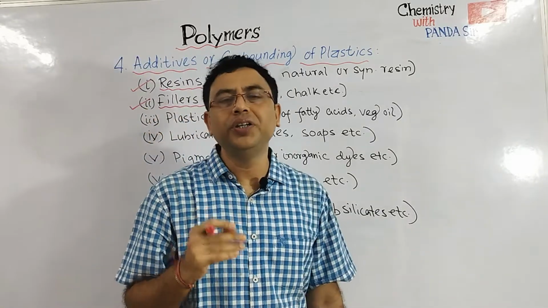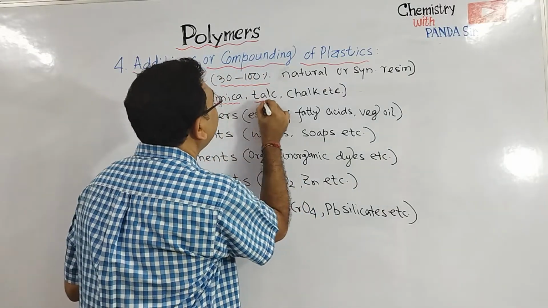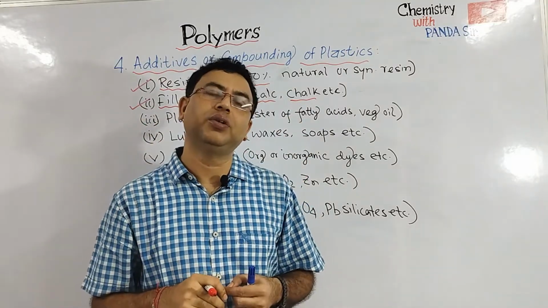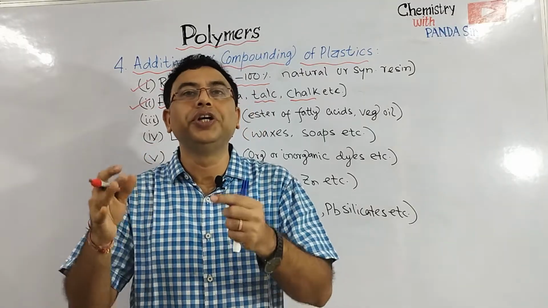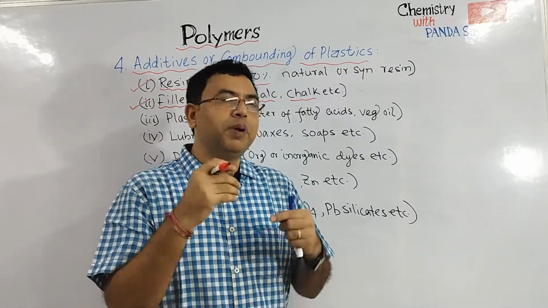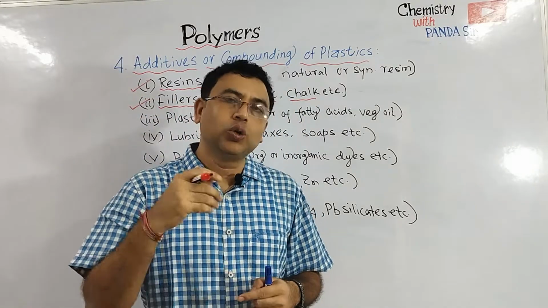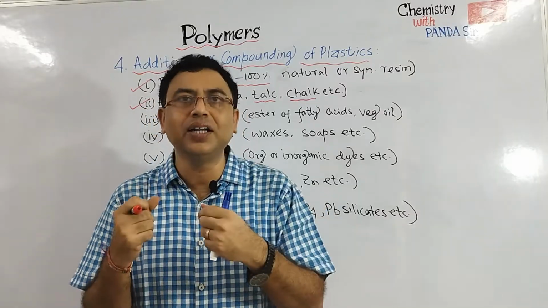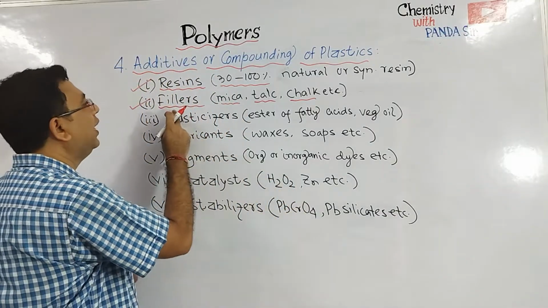Initially, when people added fillers, you can see the examples: mica, talc, chalk, sawdust. They are very cheap, very cost effective. So we are adding them into the polymer in order to reduce the cost of the end product. But eventually we found that because we are adding inorganic material into a polymer matrix, the thermal stability increases, the mechanical strength increases, and the hardness of the sample increases. These are another advantage of adding fillers.